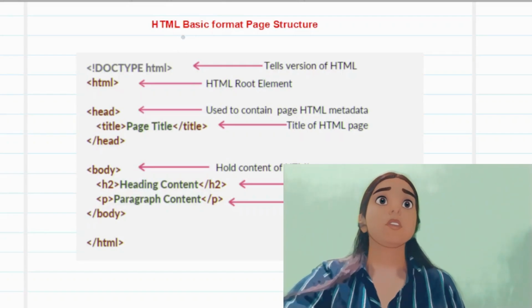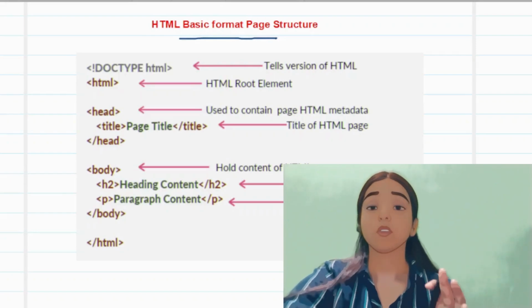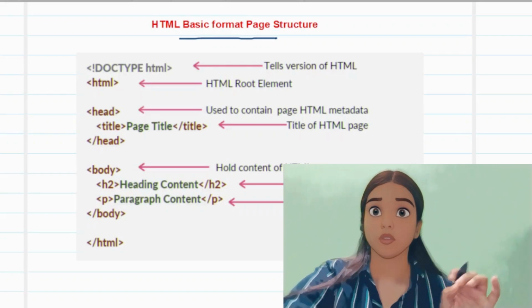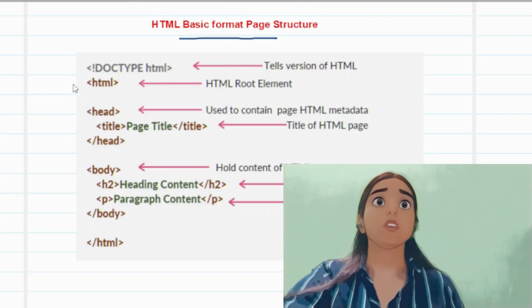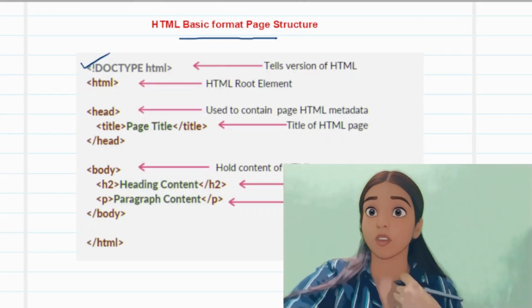Okay, so here is a basic format of HTML code. I wrote "page" here, but it's not page, it's code. Basic format of HTML code structure. Okay, so starting with the first line, doctype HTML. It is a very important line, just as the backbone is important for a human.